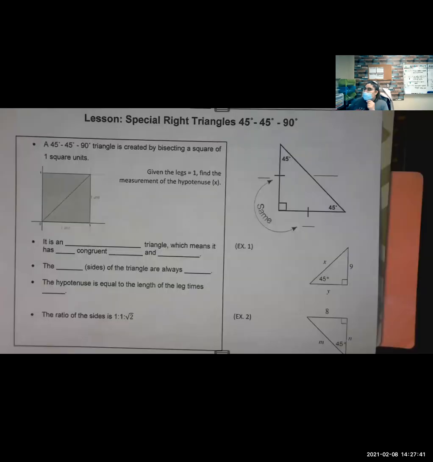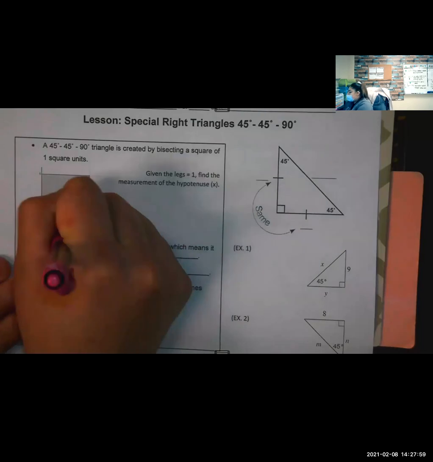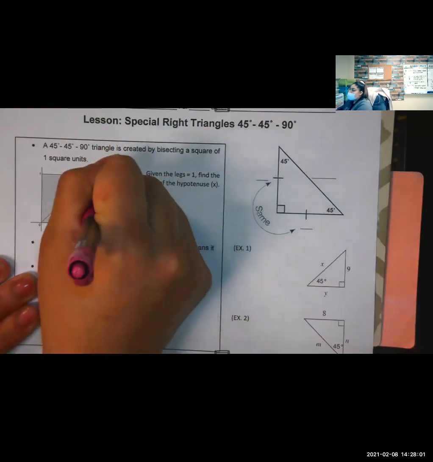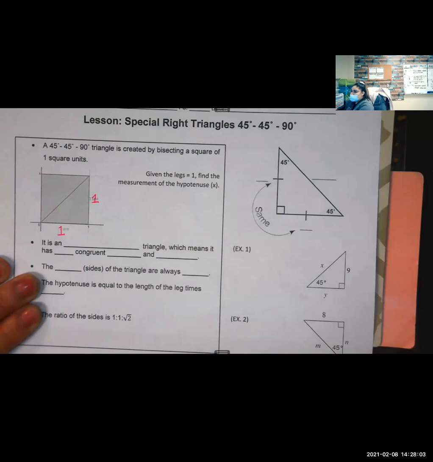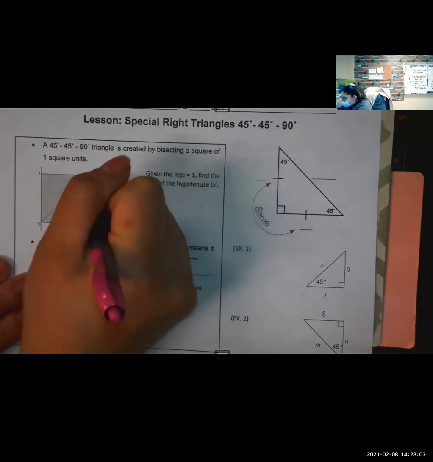All right, so in today's lesson, we're going to be learning about special right triangles, and one of those triangles is called a 45, 45, 90 triangle. Now, this triangle is created by bisecting a square of 1 square units. So you should notice that on the handout, I have a square drawn, and the horizontal length measures 1 unit, and the vertical length also measures 1 unit. And we are asked to find the length of the hypotenuse.